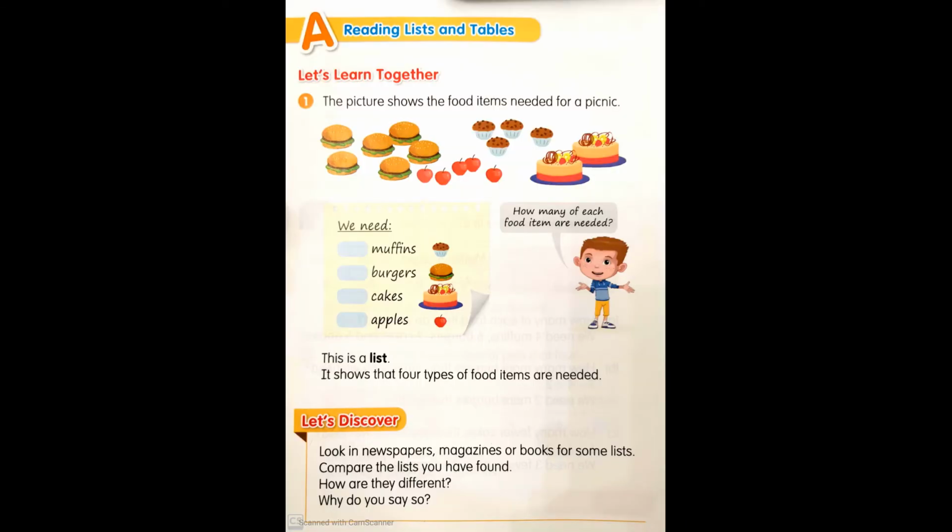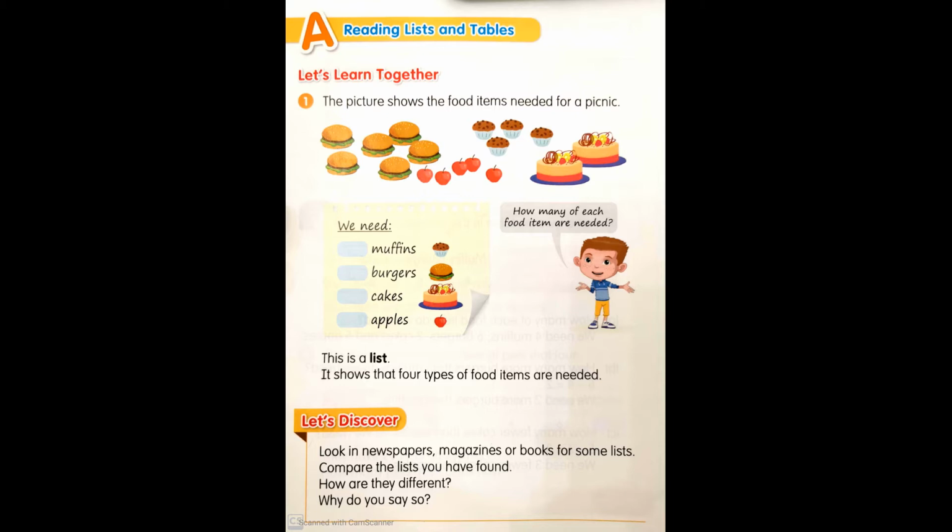Right, look at page 157. A, reading lists and tables, right? Number 1, let's learn together, okay? This is a family. It shows this picture that the food items needed for a picnic, and we're going to make a list. So this is how we're using pictures to make a list now.